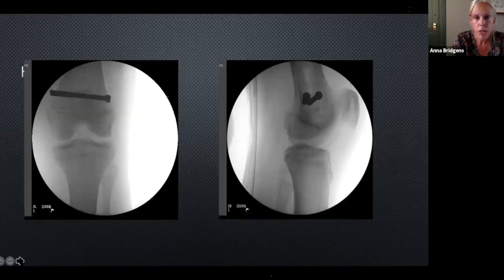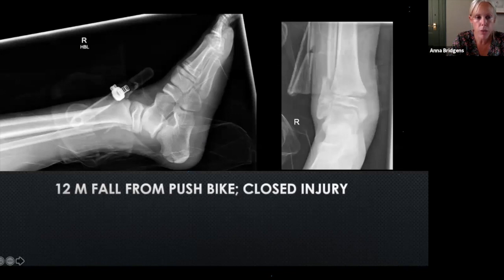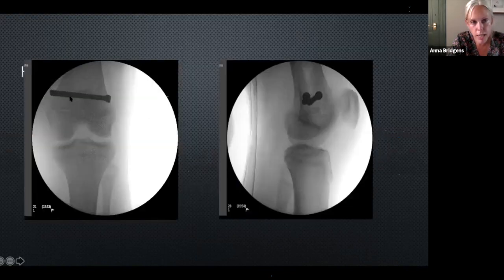Okay, so that's what we did. So those were partially threaded cannulated screws that went through. So we would have put guide wires in first and then put the screws over the top.